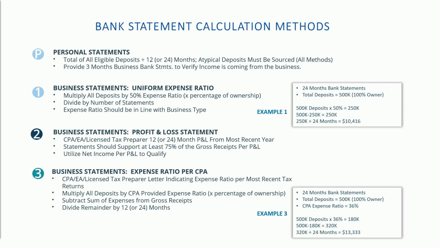Method number 3 is exactly the same as method number 1, but instead of using either a flat 50% for bank statements or 25% on the 1099, we're going to use whatever the CPA tells us. So on the right-hand side, you can see using the same numbers as method 1 and 3, the little examples on the right. Method 1 is using a 50% for bank statements. It got us $10,400 in income, and getting a CPA letter to show us 36% effectively added almost $3,000 to our qualifying income. So just keep that in mind.